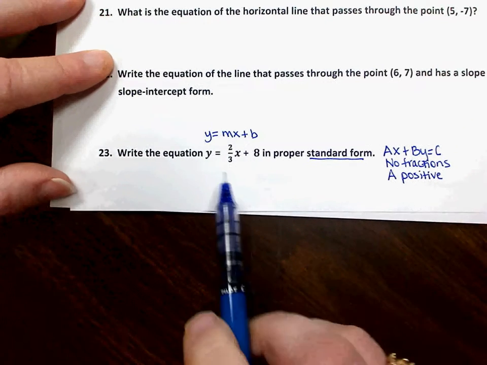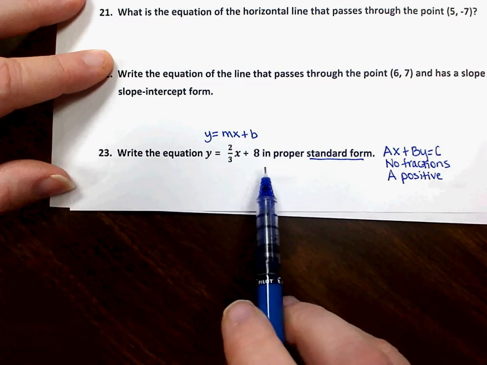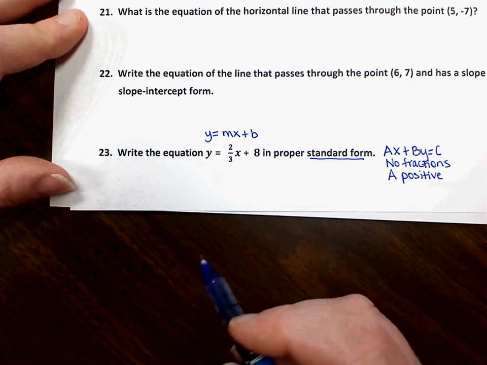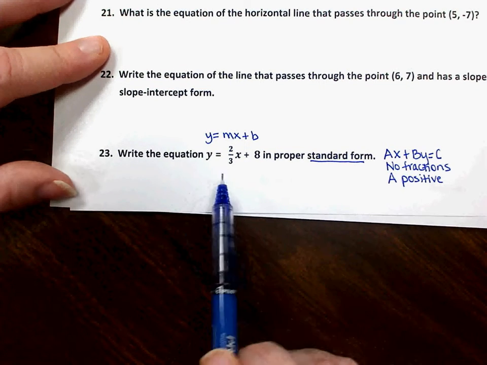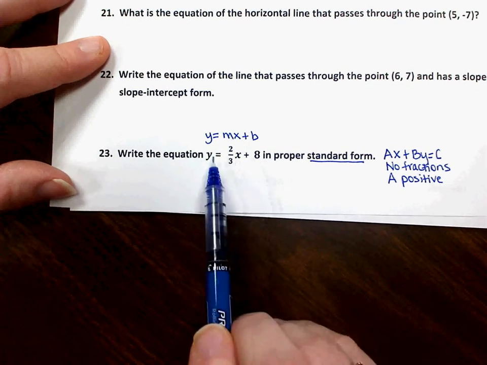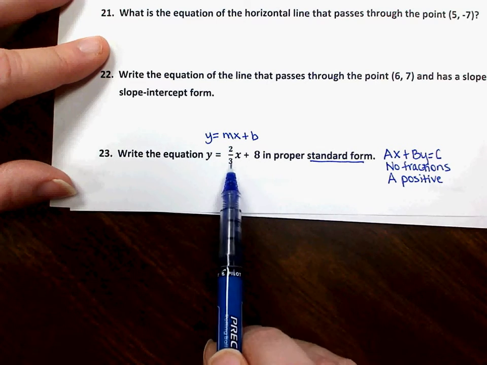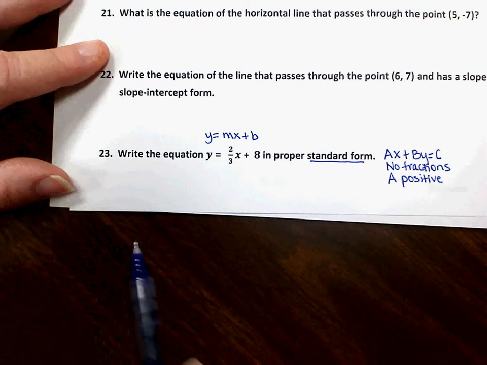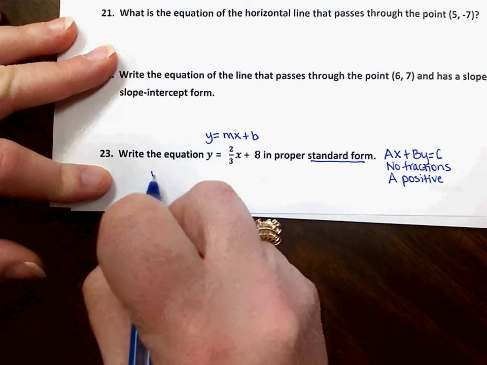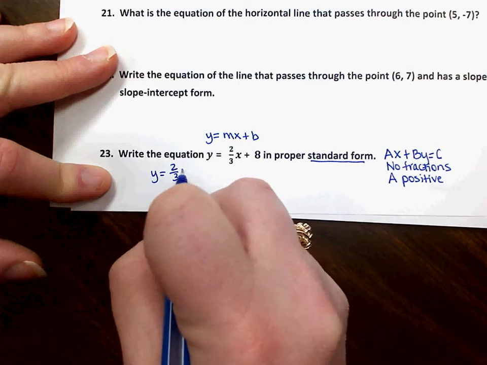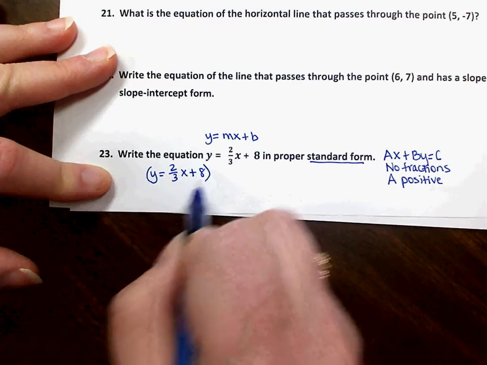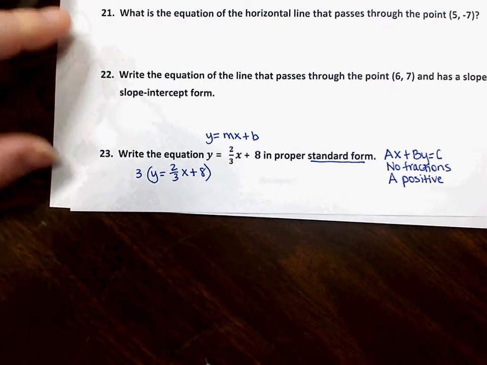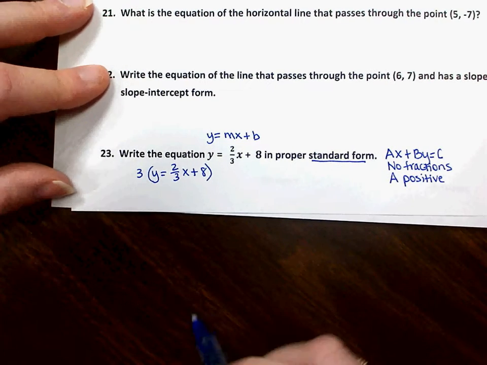So the very first thing I look for is if I have a fraction, I'm going to get rid of it first. Since we have a fraction, I'm going to get rid of that by multiplying every one of these terms, which there are 3 of, by the denominator of the fraction. So I'm going to begin by taking y equals 2/3 x plus 8, which was given, and multiplying all 3 terms by 3. I have to multiply everything to keep it balanced.